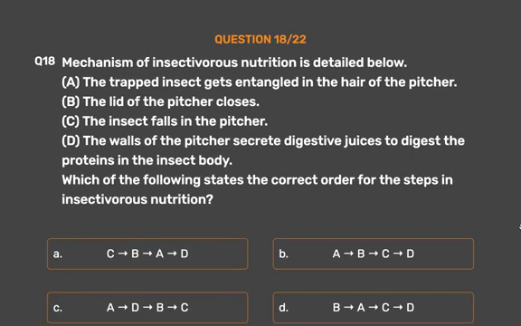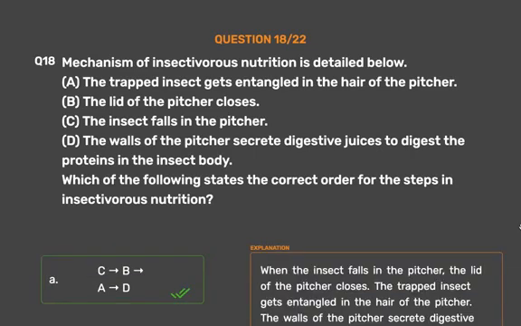The correct answer is Option A. C, B, A, D. When the insect falls in the pitcher, the lid of the pitcher closes. The trapped insect gets entangled in the hair of the pitcher. The walls of the pitcher secrete digestive juices to digest the proteins in the insect body to form simple nitrogenous compounds. These compounds are then absorbed by the walls of the pitcher.